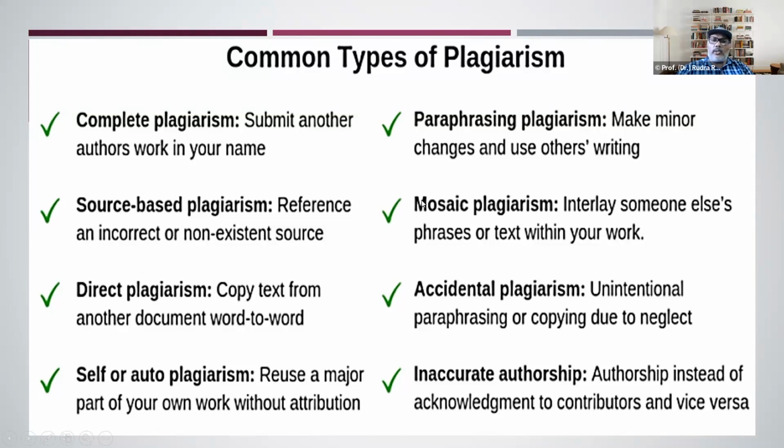That is also there. Mosaic plagiarism, I think we have already discussed. Accidental, we have already discussed. Intentional paraphrasing, copying due to neglect. Inaccurate authorship, yeah. I think so far I have not talked about inaccurate authorship. Inaccurate authorship is also a common type of plagiarism. It means giving authorship instead of acknowledgement to a contributor, and vice versa. Suppose you copy and paste the entire paper, then write your name and delete the original authorship. The original authorship has to be there because you have not taken permission. You may be doing it by chance, not by intention, or by intention but not by chance, depending upon the vice versa situation. So this is another common type of plagiarism, inaccurate authorship.